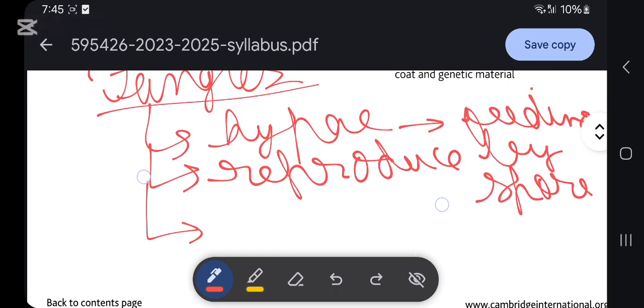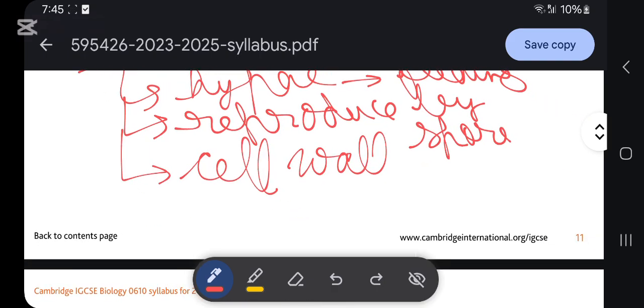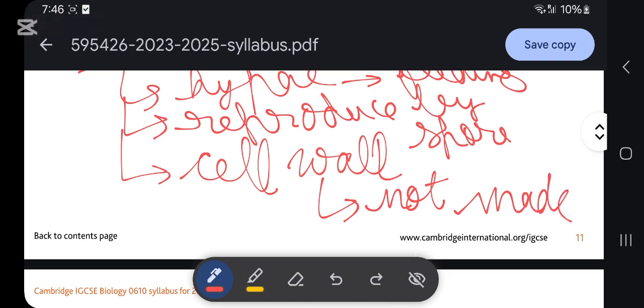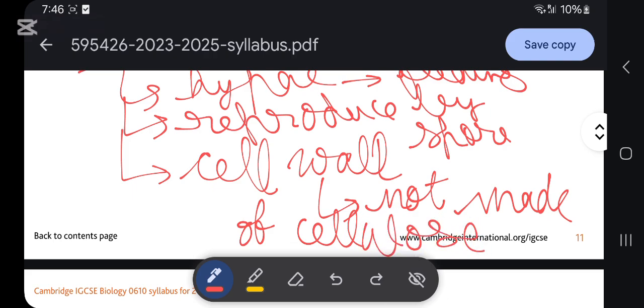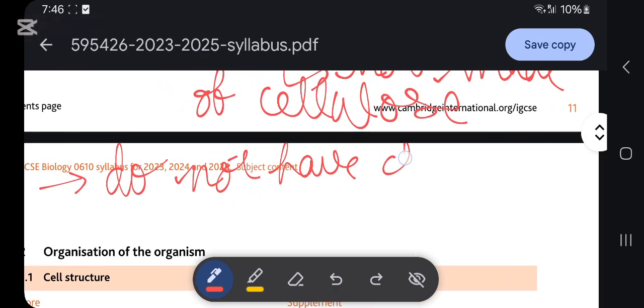The next thing about fungus is that they have a cell wall, and their cell wall is not made of cellulose like in plants. In plants the cell wall is made up of cellulose, but for fungi it's made up of some other substance called chitin, I believe. Then they do not have chlorophyll, so they cannot make their own food. If you have chlorophyll, then only you can make your own food.